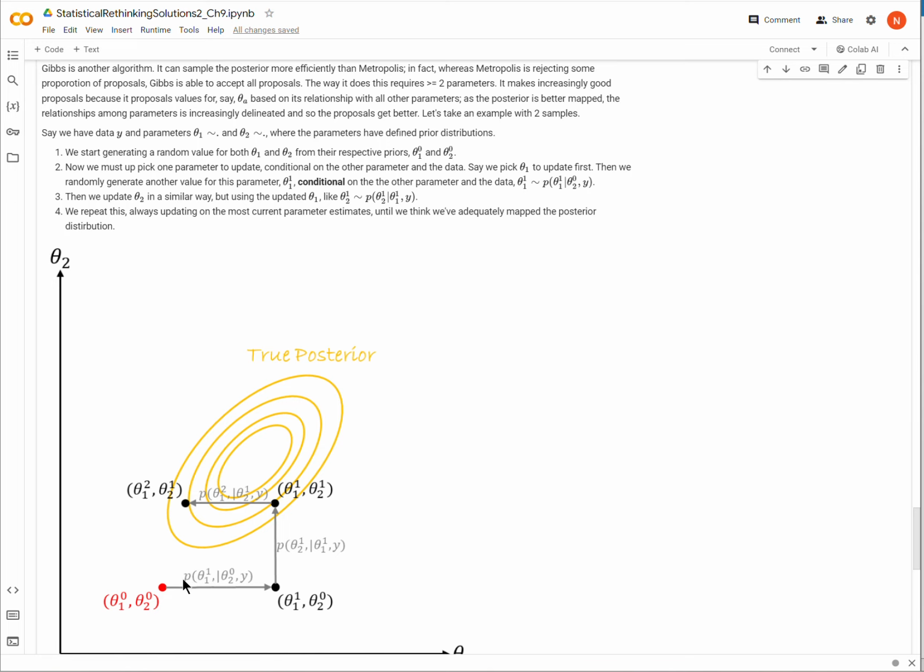That will lead me to a proposed value for theta 1 for the first draw of theta 1. Okay, and so then I'm going to plot that. Notice that the value for theta 2 has not changed. It's still at the same level. So now, having a proposed value, I always accept.